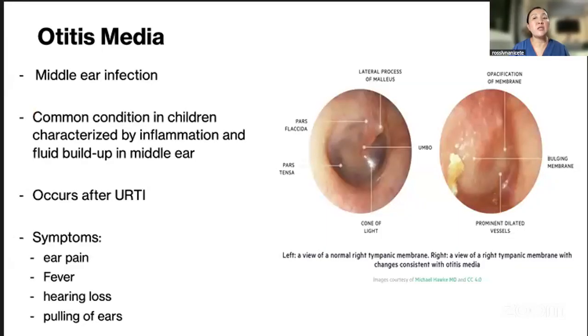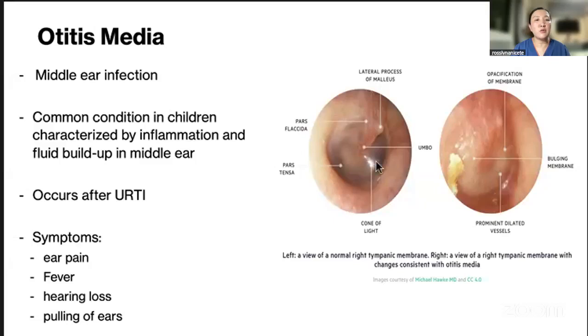Otitis media is a middle ear infection. It is a common ear condition in children characterized by inflammation and fluid buildup in the middle ear. It usually occurs after an upper respiratory tract infection, and its symptoms include ear pain, fever, hearing loss, and for younger children, since they cannot complain of any pain, you will note them pulling or tugging the ears.